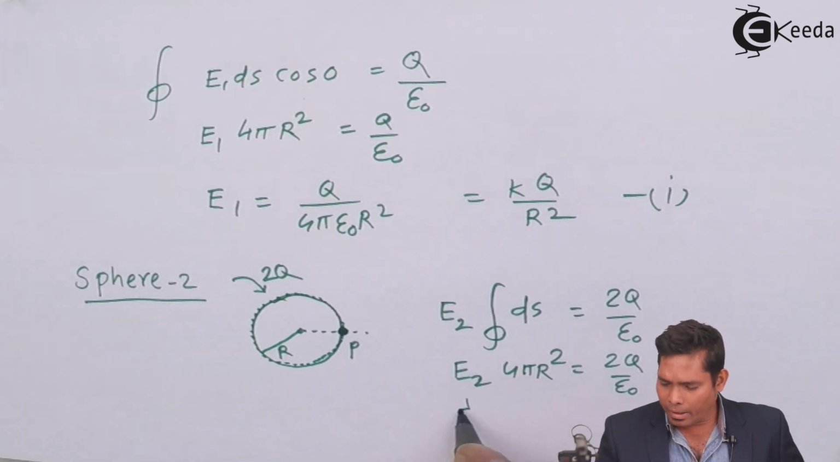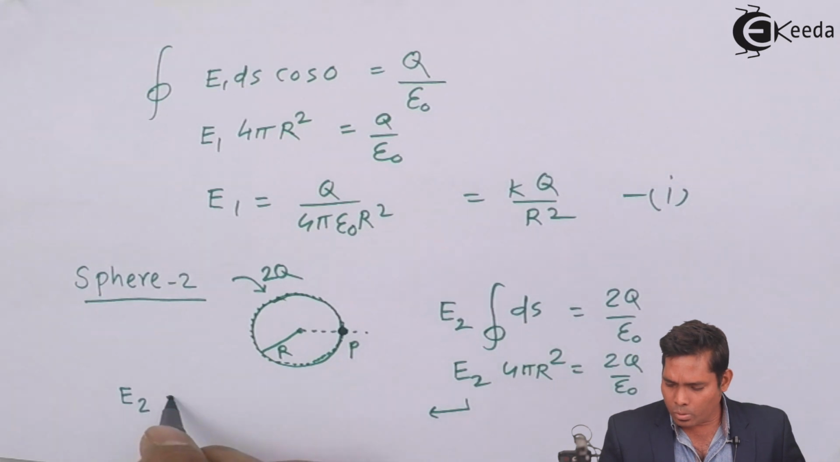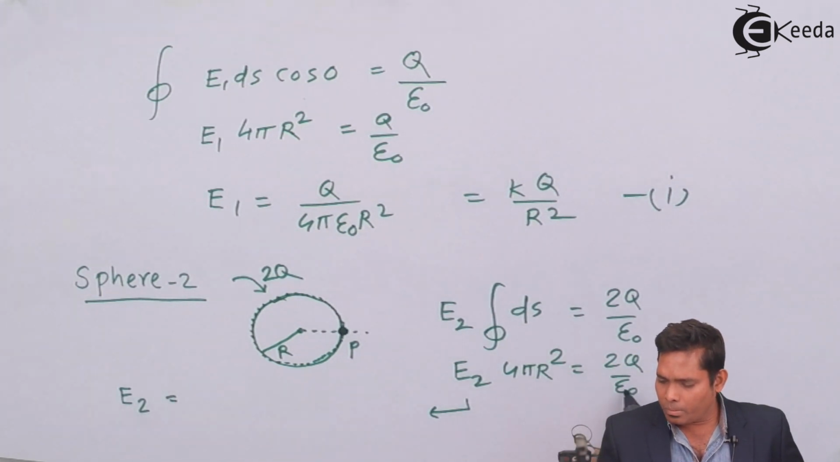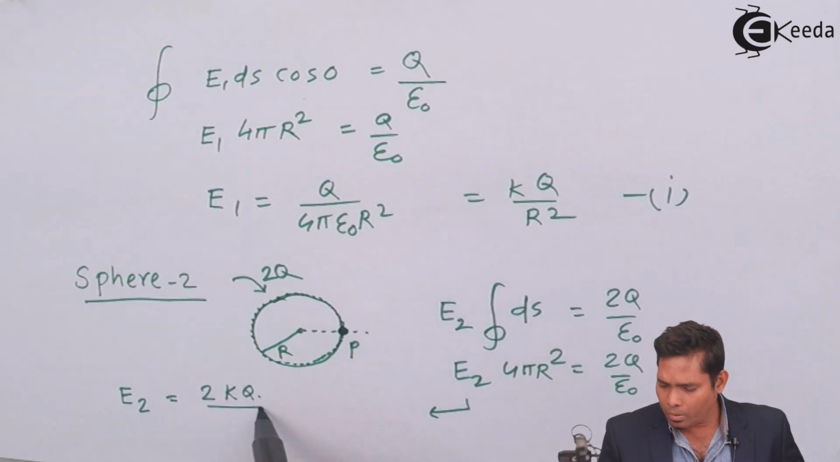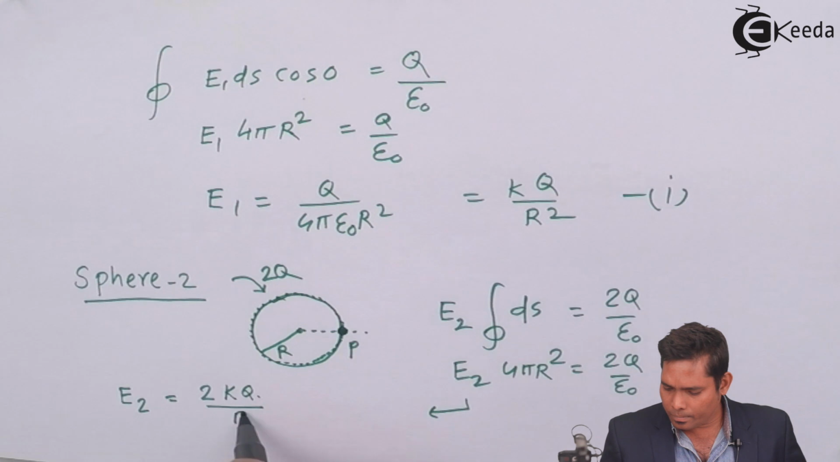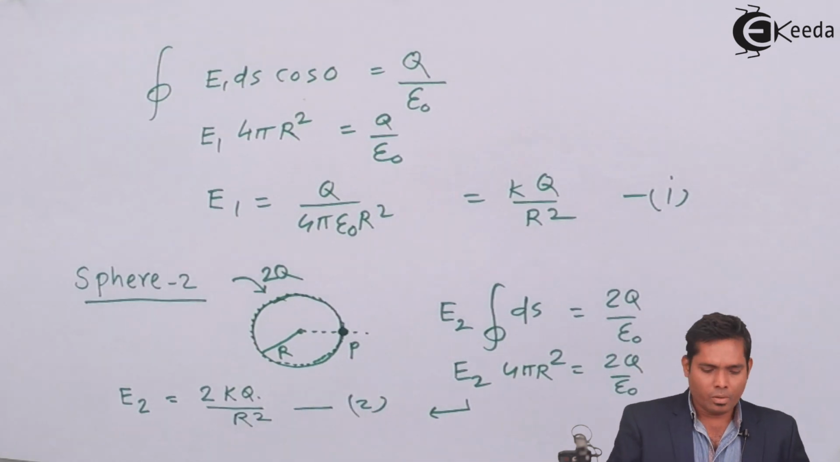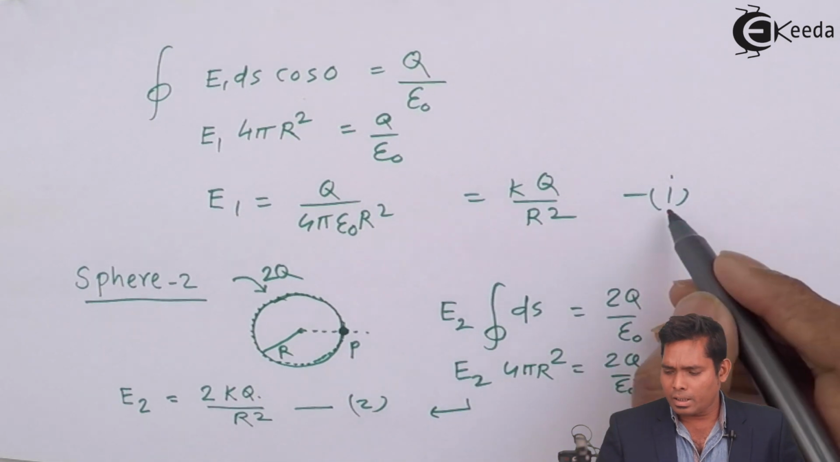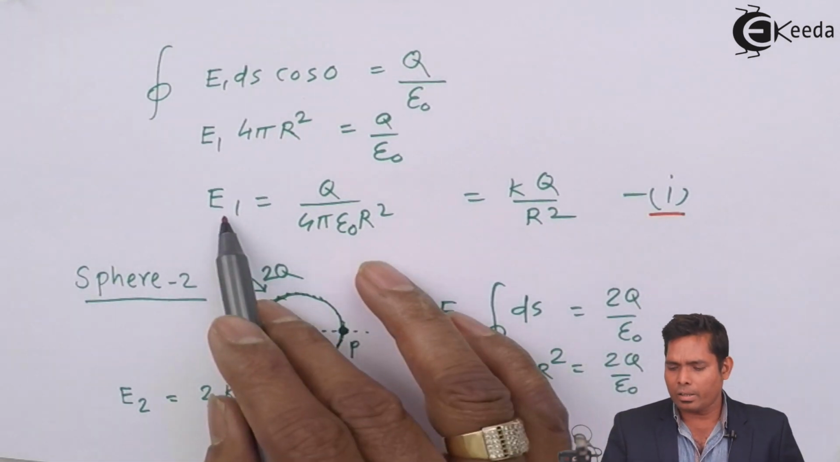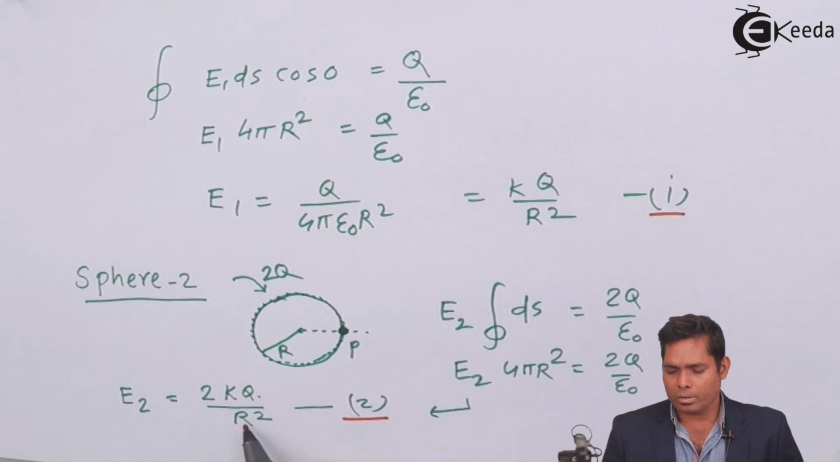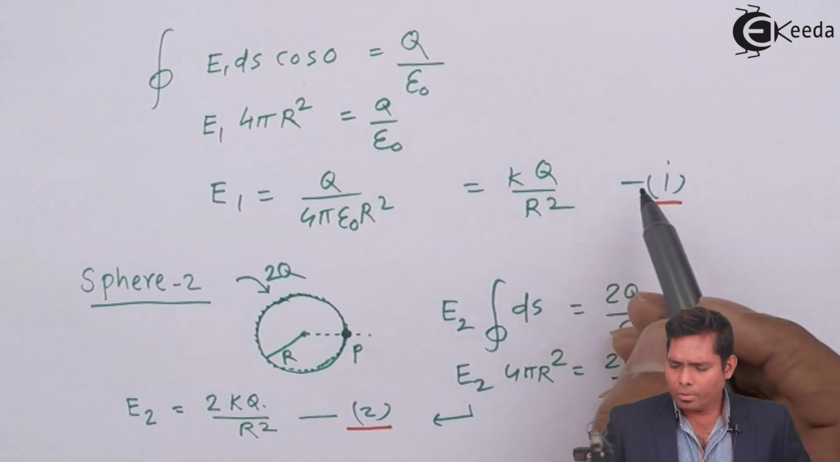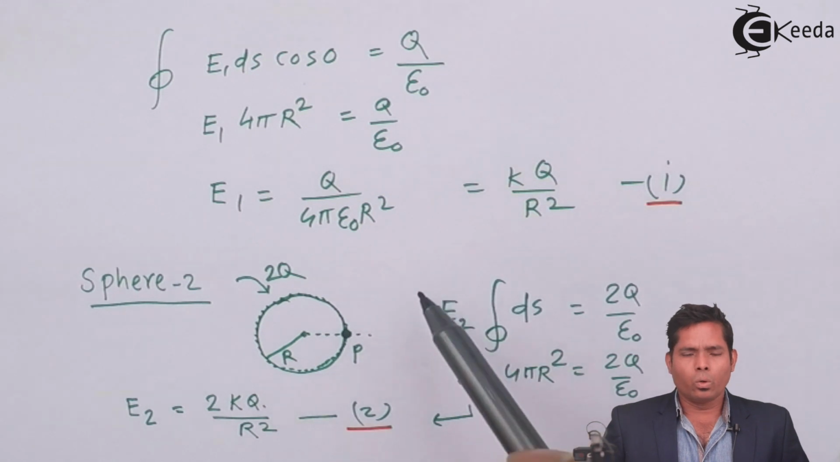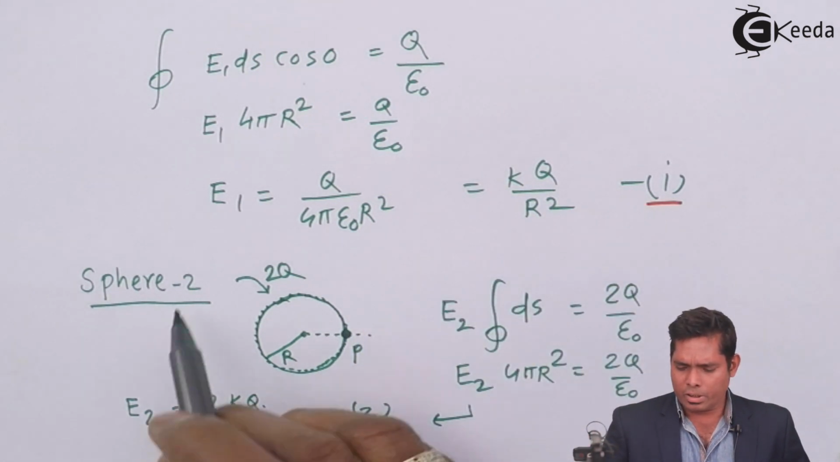So from here I will get E2 equals 2q upon 4 pi epsilon naught r square, which is 2kq upon r square. This is equation number 2. So we have got two equations. You can see here E1 is kq by r square and E2 is 2kq by r square, so E2 is obviously greater than E1. From these two equations 1 and 2, we have seen that E2 is greater than E1.